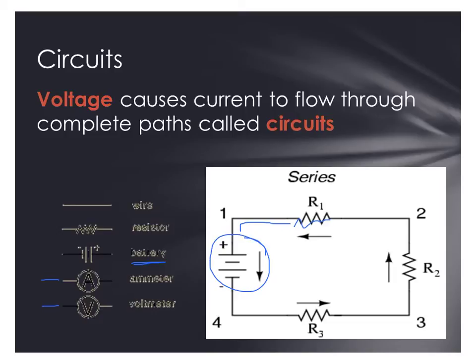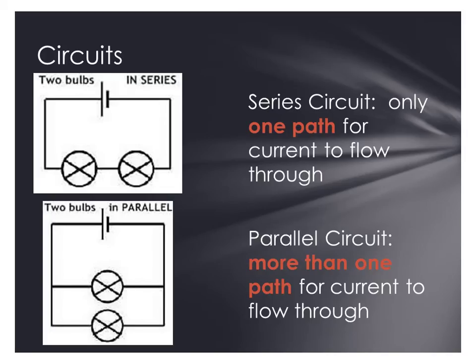And these are symbolized by a circle with an A and a circle with a V in it. So let's take a look at the two different types of circuits, and then we'll move on to talking about what we're doing tomorrow. So two types of circuits, one is called series and one is called parallel.